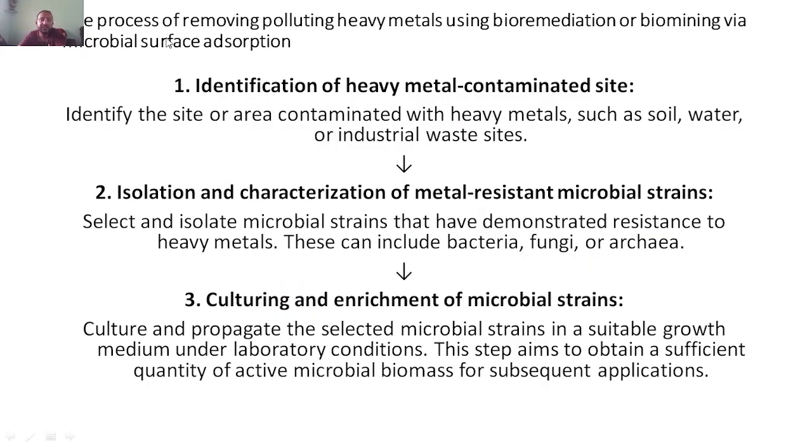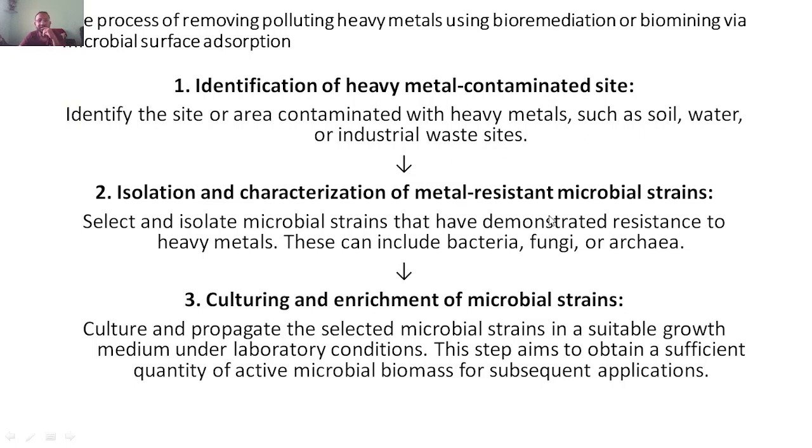First, identification of the heavy metal contaminants. First you need to identify what the heavy metal is. Identify the site or area contaminated with the heavy metal, such as soil, water or industrial areas. Wherever there is a heavy metal issue, that can be identified, so that it can be removed.